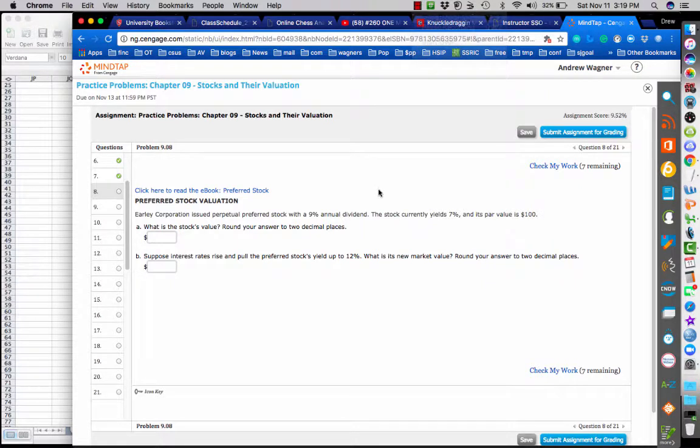With number 8, it's again preferred stock. It has a dividend rate of 9% on a par value of 100, so that's a $9 per year dividend. Current yield 7%. So to find the value, we take the perpetual payment divided by the interest rate. So 9 divided by 0.07 gives us 128.57.